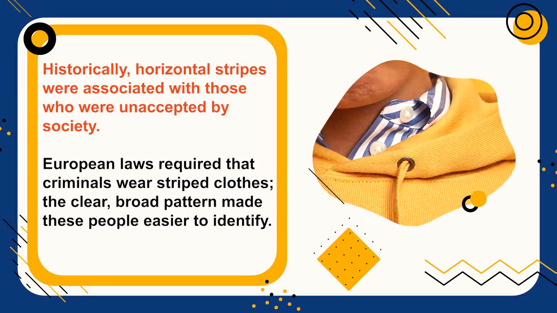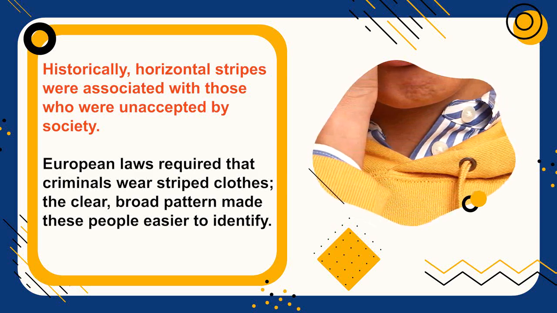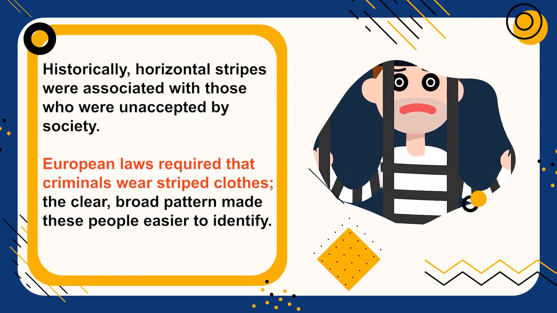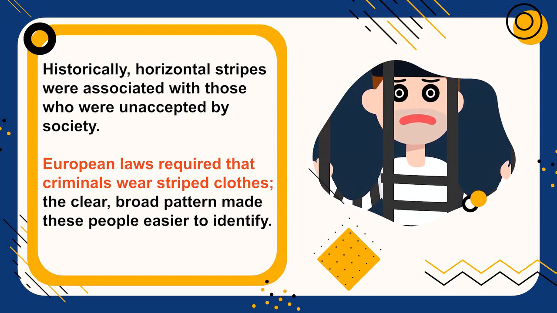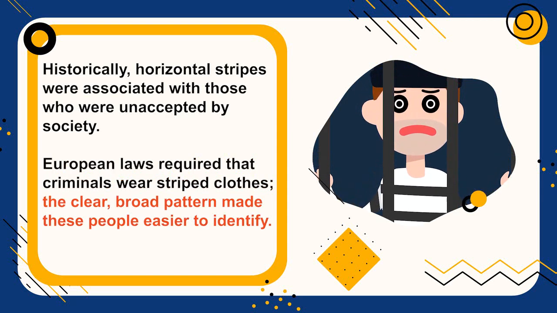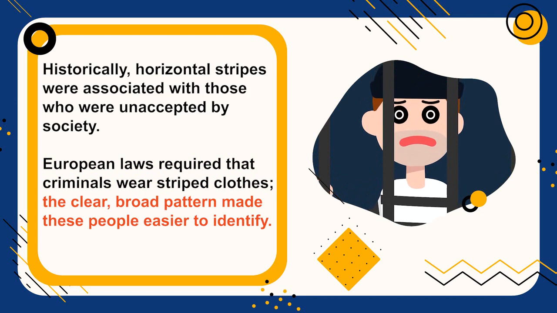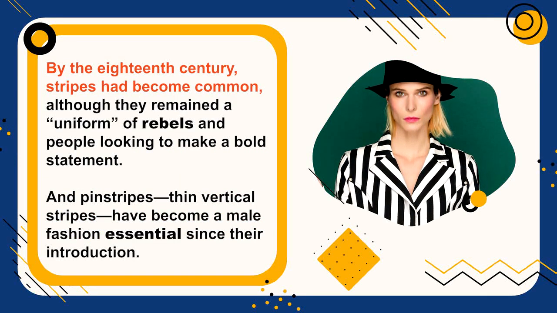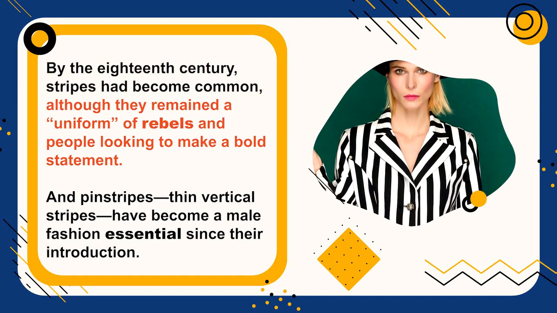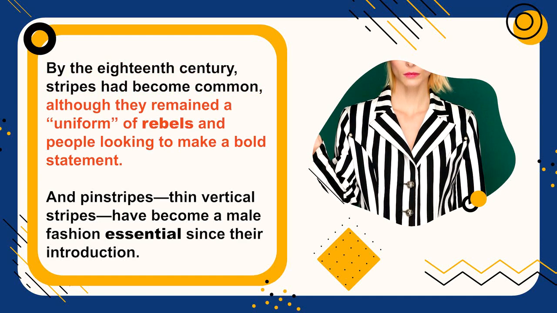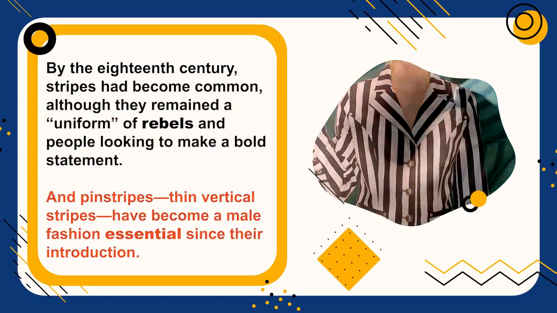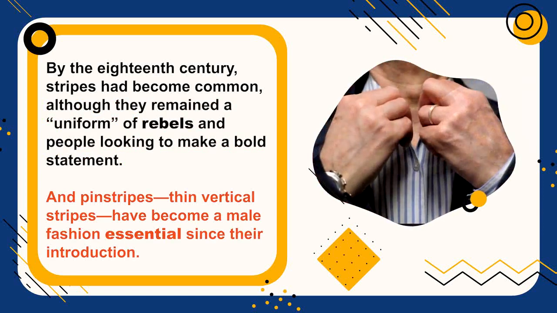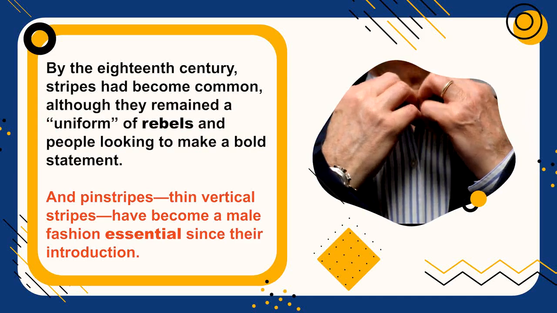Historically, horizontal stripes were associated with those who were unaccepted by society. European laws required that criminals wear striped clothes. The clear, broad pattern made these people easier to identify. By the 18th century, stripes had become common. Although they remained a uniform of rebels and people looking to make a bold statement. And pinstripes, thin vertical stripes have become a male fashion essential since their introduction.